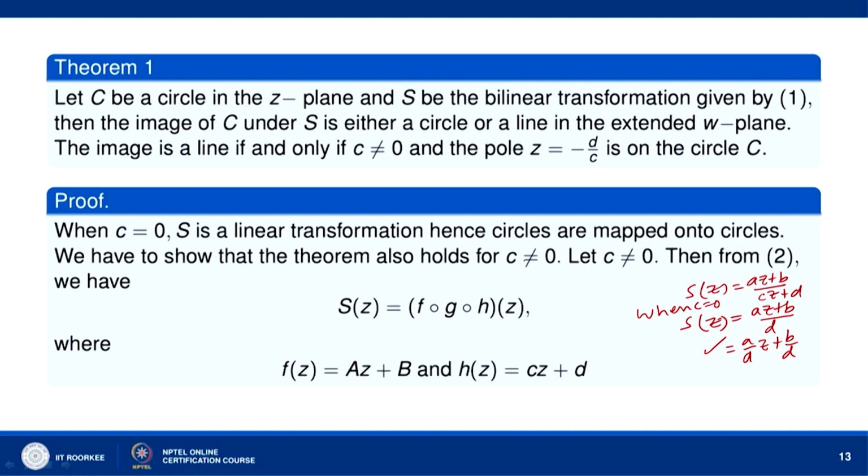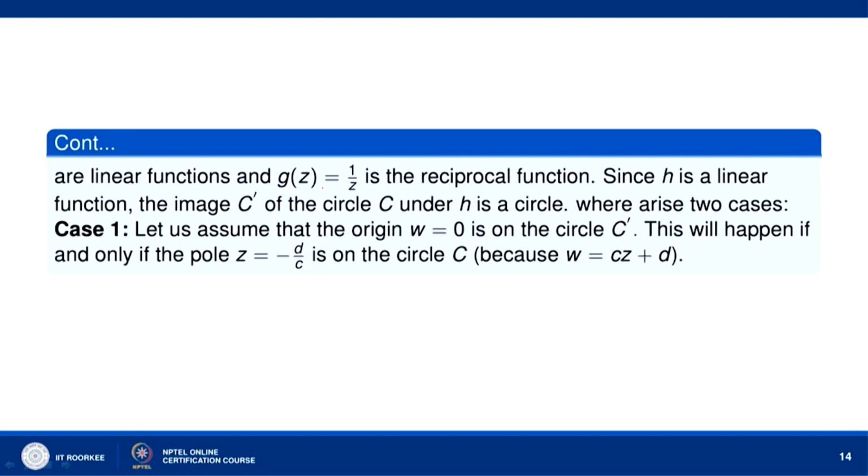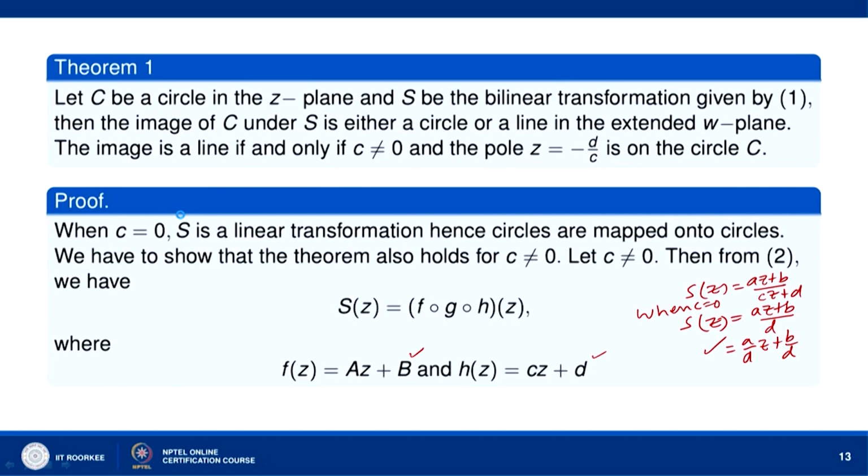So, let us consider C not equal to 0. When C is not equal to 0, then we know that S(z) can be written as F∘G∘H(z), the composition of F, G and H, where F and H are linear functions, F(z) equal to Az plus B, H(z) equal to Cz plus D, and G(z) is 1 by z, which is the reciprocal function. So, first of all let us see the effect of S on z. You have to see the effect of H on z, because S(z) is a composition of F, G and H.